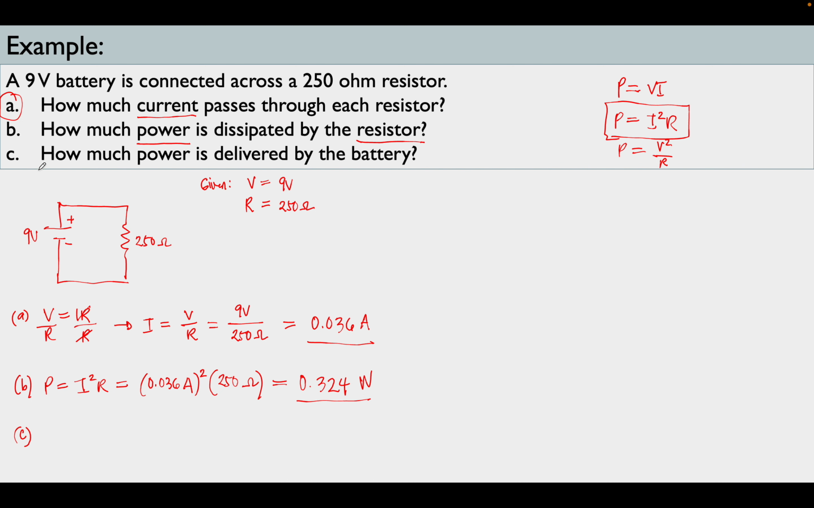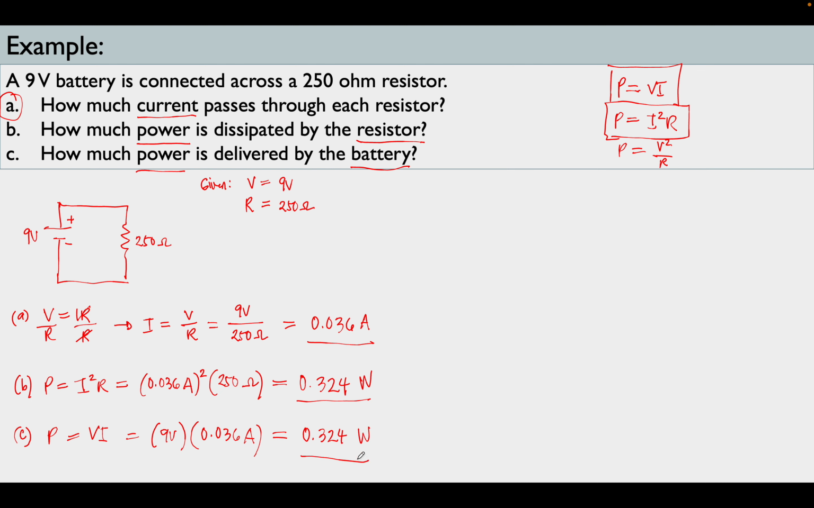So let's proceed with letter C. For letter C, the question is how much power is delivered by the battery. So the battery, which is the voltage. We will be using this equation P is equal to V times I to solve for the power. So we have V as 9 volts times the current, which is 0.036 ampere. So 9 times 0.036 is equal to the same answer, which is 0.324 watts.